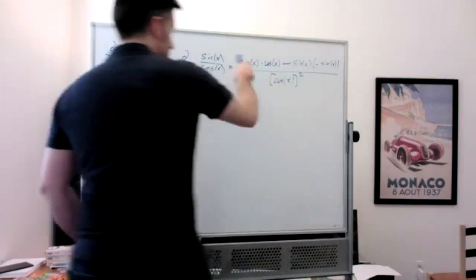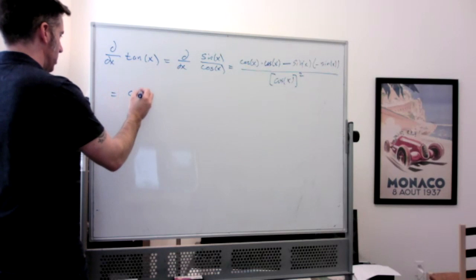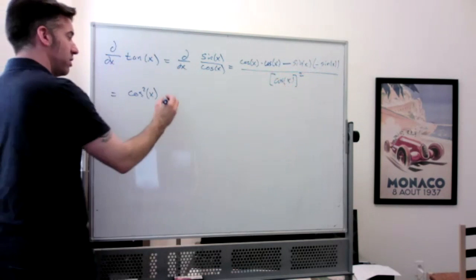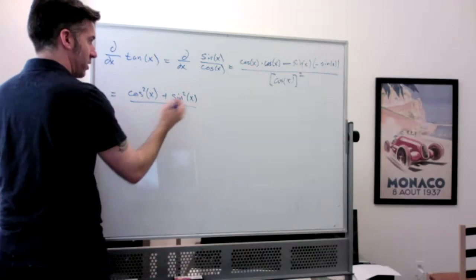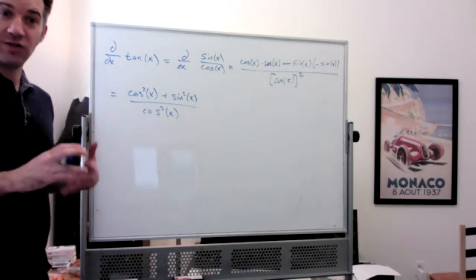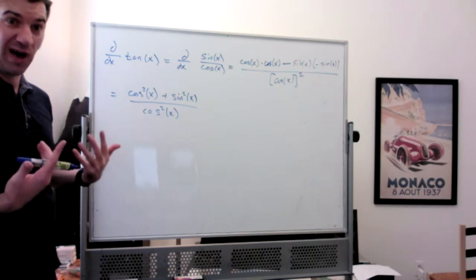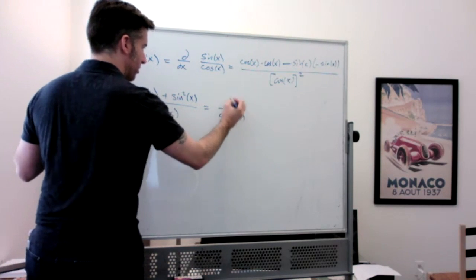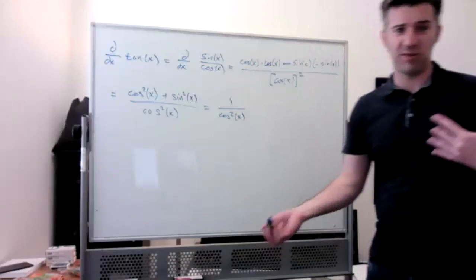So here's the thing. In the numerator, cosine times cosine is cosine squared of x, and minus sine of x times minus sine of x is plus sine squared of x. And in the denominator, we have cosine squared of x. I imagine you guys probably know that cosine squared x plus sine squared x is always equal to what? 1. Yeah, exactly. Everyone's favorite trig identity: sine squared plus cosine squared equals 1.